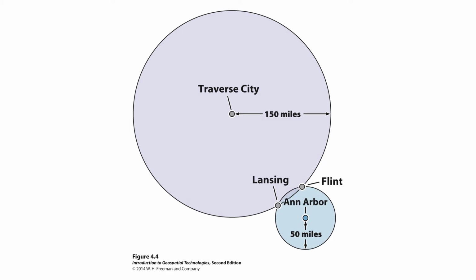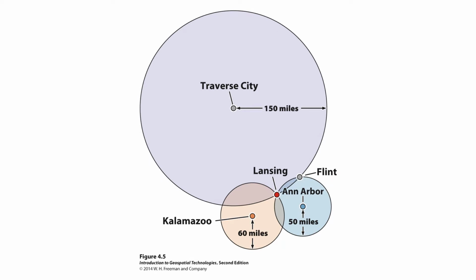The second lock might tell you that you're within 150 miles of Traverse City. Again, another big circle. These circles intersect, and so you really know there's only two places that meet both of those criteria: 150 miles from Traverse City, 50 miles from Ann Arbor, and that would be Flint and Lansing. Pick up a third satellite that tells you you're 60 miles away from Kalamazoo, and now it only intersects with one of them, and this is what we call trilateration or triangulation, and it then identifies the location where we're at.